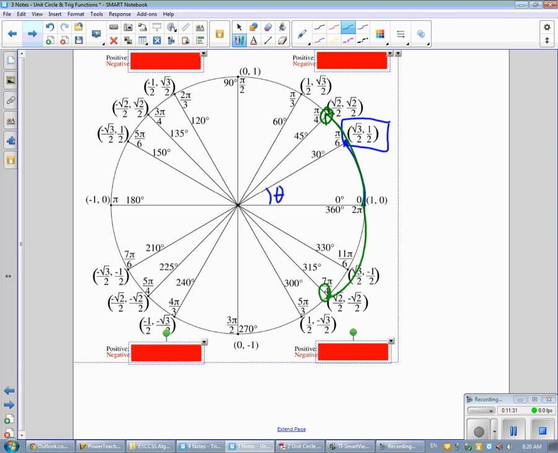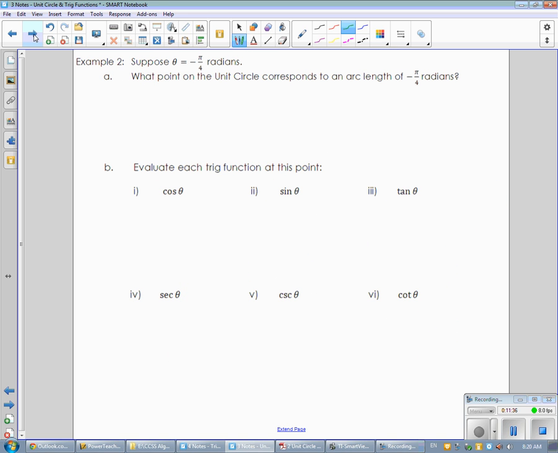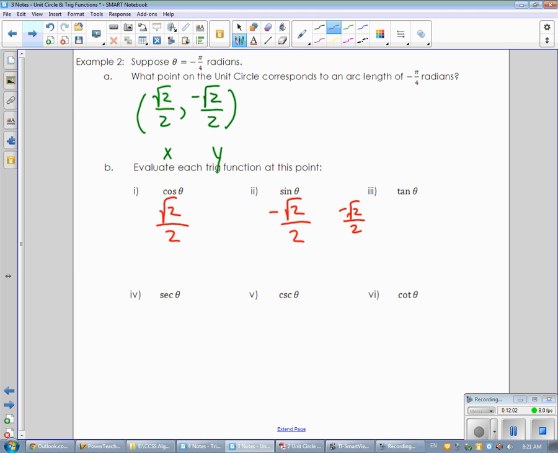And so the ordered pair associated with that angle is going to be the square root of 2 over 2 and negative square root of 2 over 2. So I'm going to write that down. And remember, this is my x value, this is my y value. So the cosine just corresponds to my x value, and that's just going to be the square root of 2 over 2. The sine corresponds to y, so that's going to be the negative square root of 2 over 2. Tangent is y over x, and so it's going to be negative square root of 2 over 2 divided by a positive square root of 2 over 2.